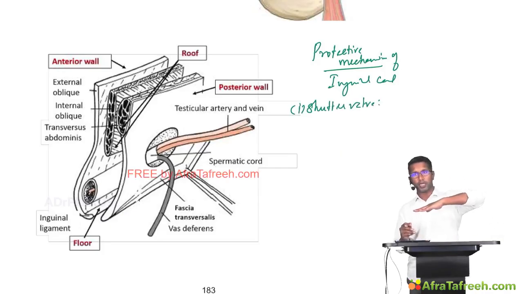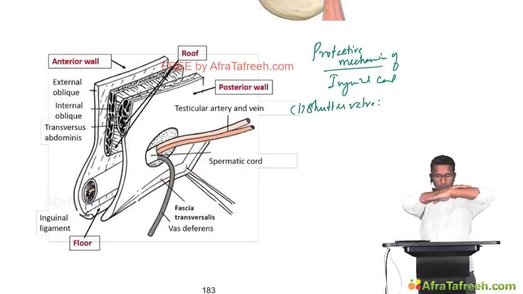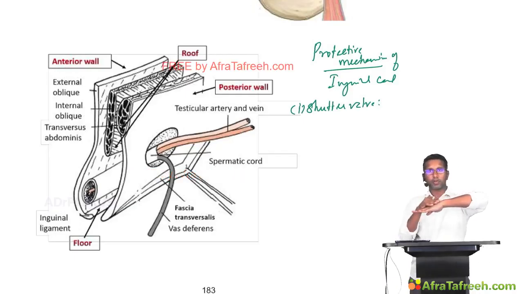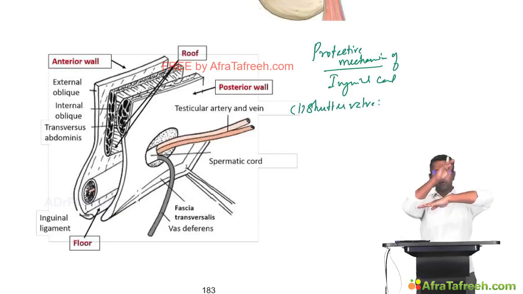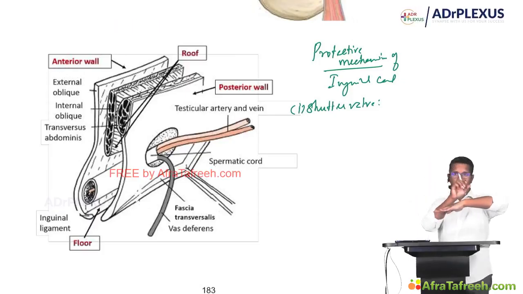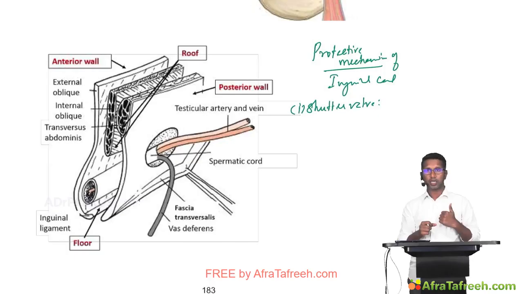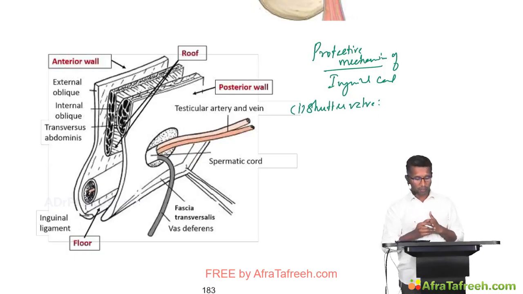I hope you know, the inguinal ligament is below, which forms the base of the inguinal canal, and above you have the arching fibers of the transverse abdominis and the internal oblique abdominis muscle. Now when the transverse abdominis muscle and the internal oblique abdominis muscle contract, they come and close the inguinal canal like a shutter. So that is called a shutter valve mechanism.